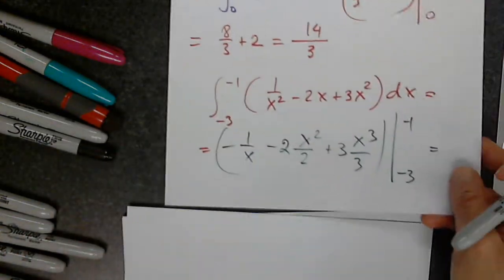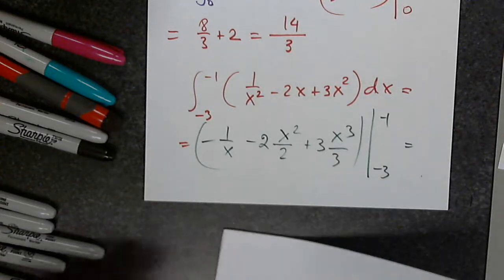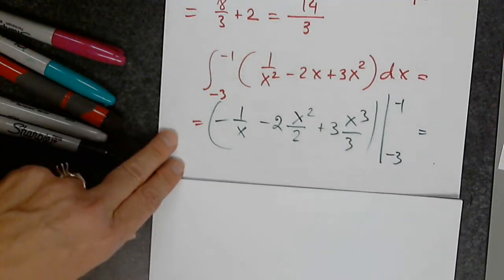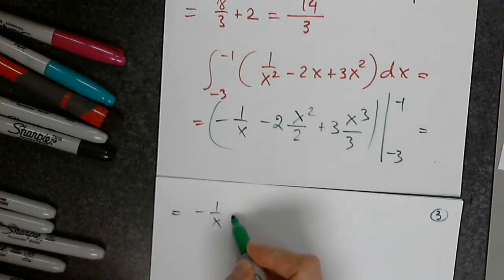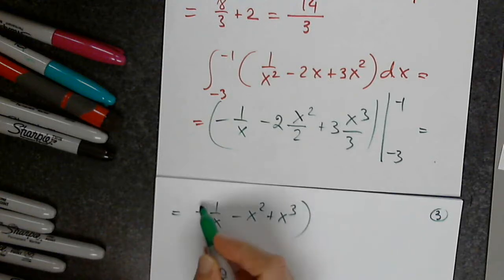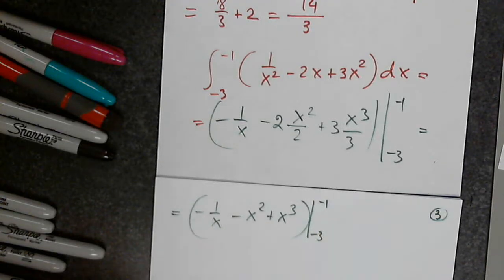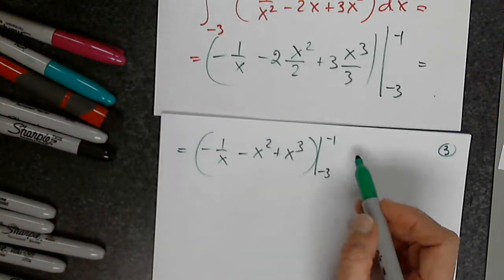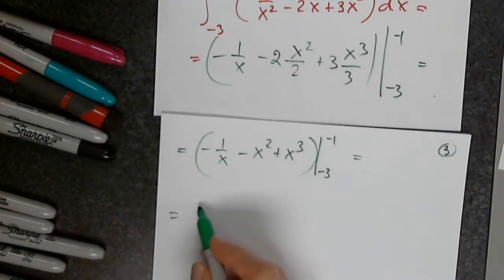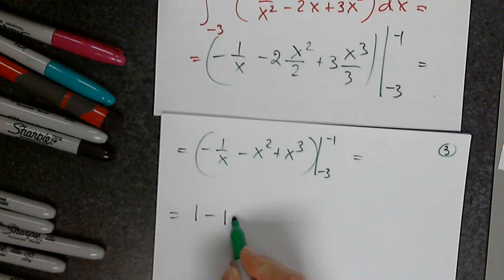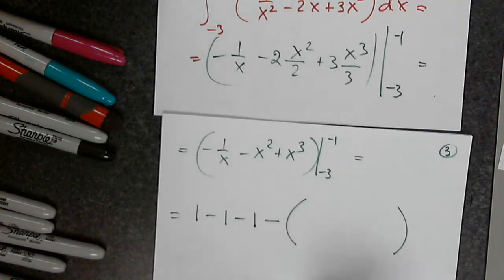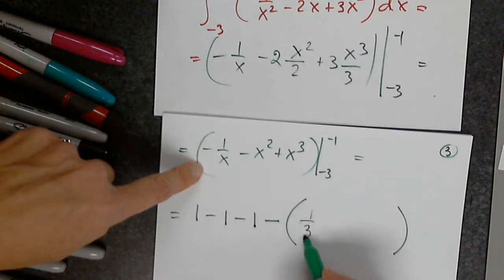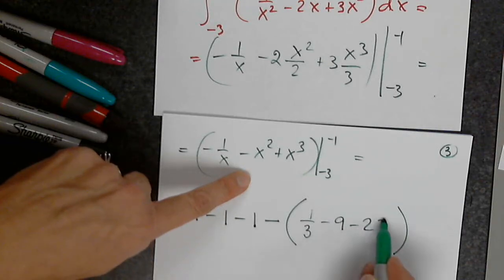Very good. Let's simplify first, and then we plug in the top limit minus when we plug in the bottom limit. So negative 1 over x minus x squared plus x cubed, from negative 3 to negative 1. So now carefully let's plug in negative 1. So I have 1 minus 1 minus 1 minus, put parentheses to be on the safe side, plug in negative 3. 1 over 3 minus 9 minus 27.